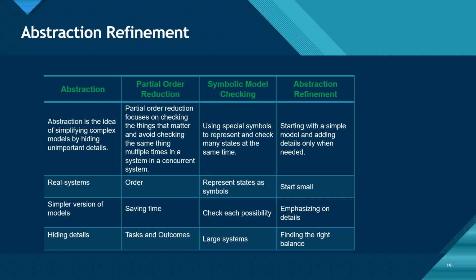Abstraction refinement is the process of starting with a basic model and adding more details only when necessary. The main goal here is to start with a very simple model to ensure we can check quickly. It emphasizes adding more details to the model, which makes it easy to understand the system. Overall, it is about finding the right balance between speed and accuracy of the system.